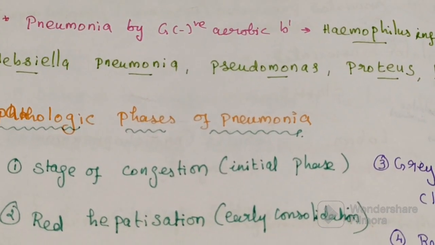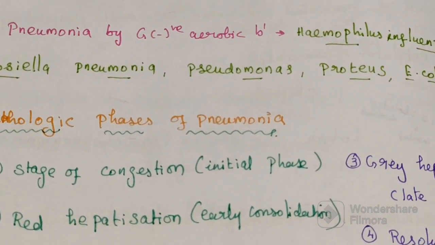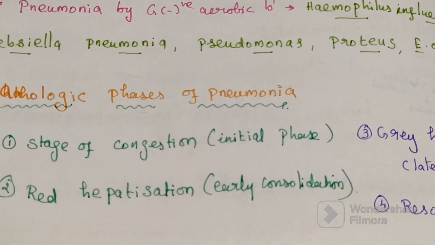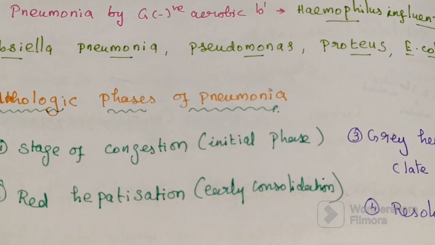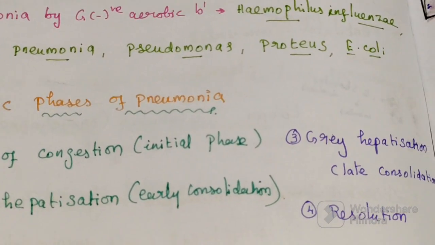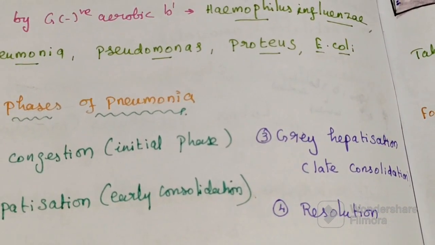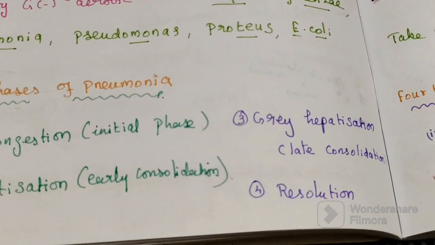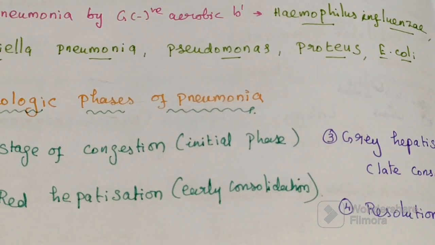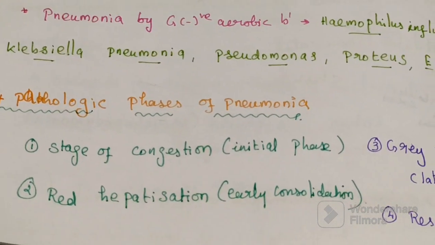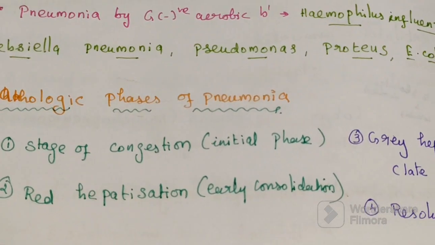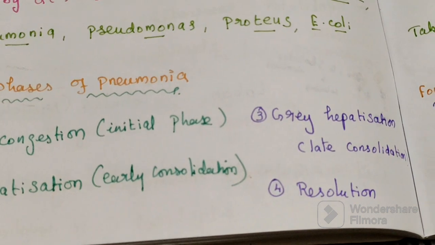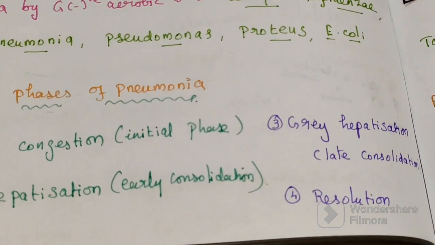The affected lobe is large, heavy, dark red and congested. Second one is red hepatization, the early consolidation. Third one is gray hepatization, the late consolidation. Fourth one is resolution. So these are the 4 pathological phases of pneumonia: congestion, then red hepatization, gray hepatization, and resolution. Now we will discuss one by one in detail.